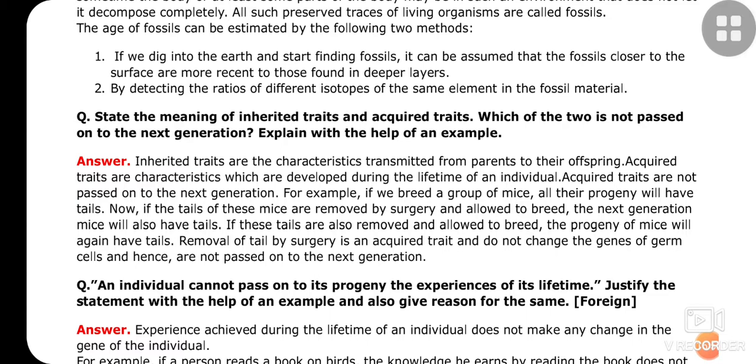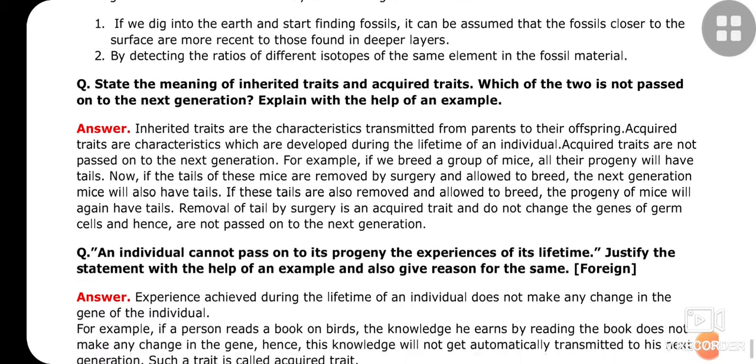For example, if we breed a group of mice, all their progeny will have tails. Now, if the tails of these mice are removed by surgery and allowed to breed, the next generation mice will also have tails. If these tails are also removed and allowed to breed, the progeny of mice will again have tails. Removal of tail by surgery is an acquired trait and does not change the genes of germ cells and hence is not passed on to the next generation.